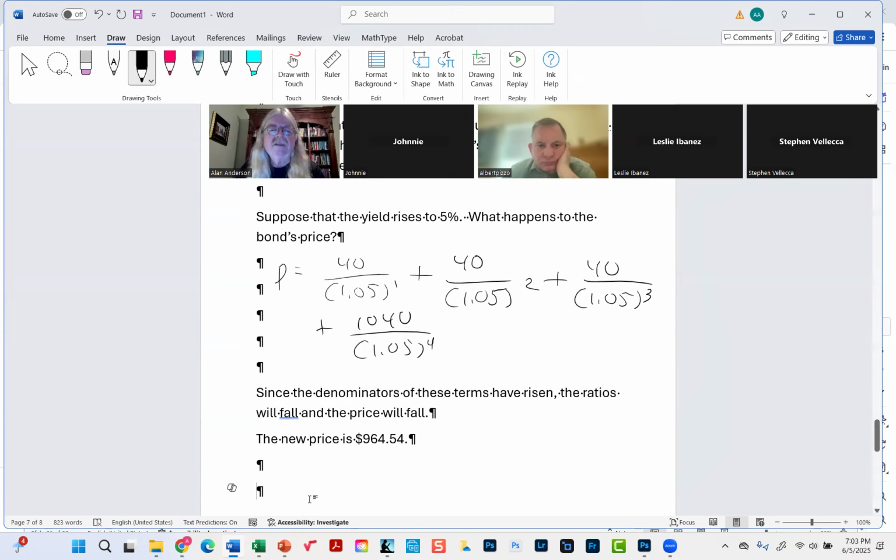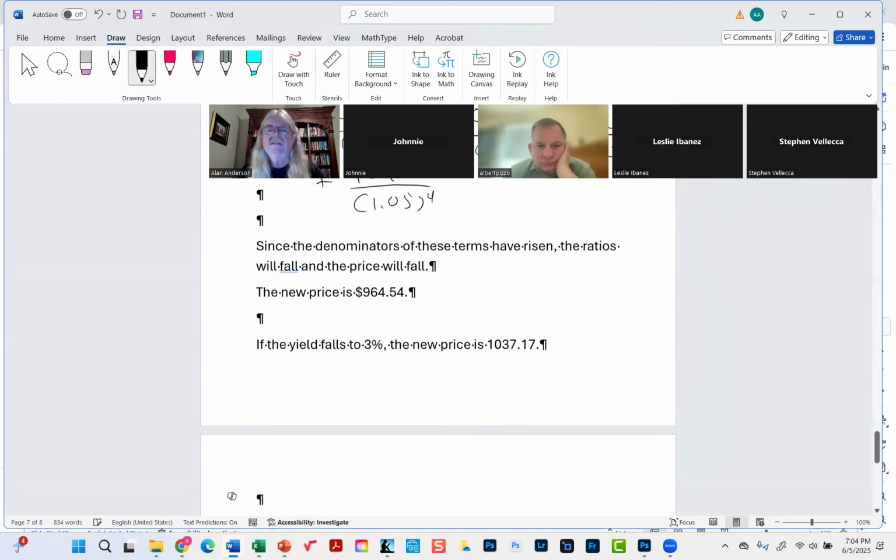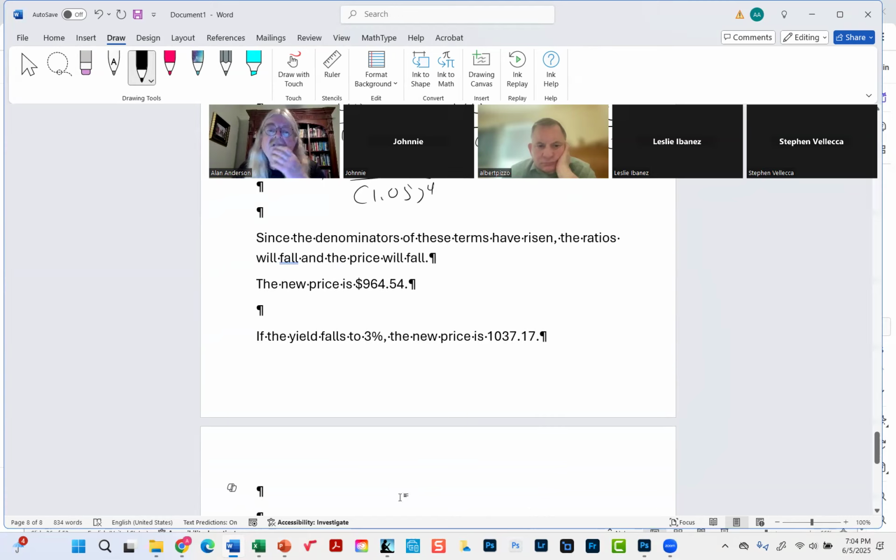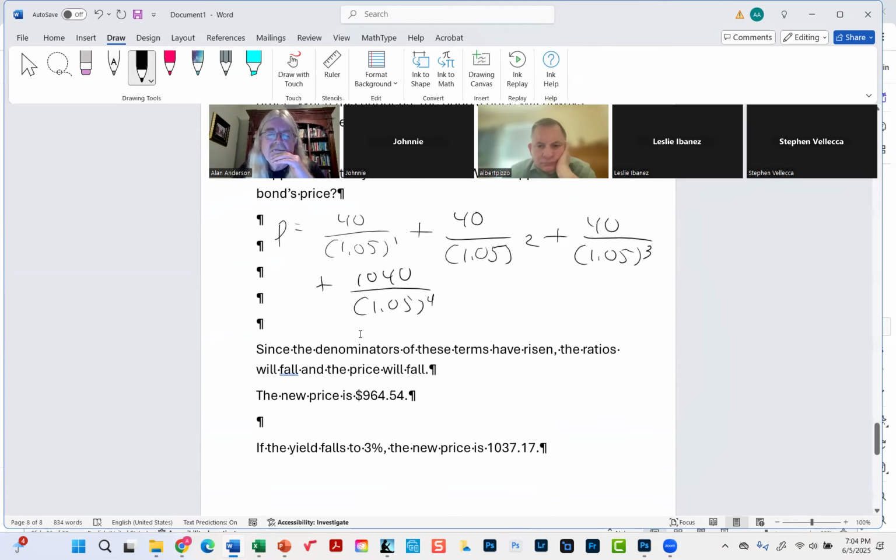And now finally, if the yield falls to 3%, the new price will be, and of course it has to be higher because the denominators have fallen. And so that's going to change it to 1037.17. And it's just straight ahead algebra.